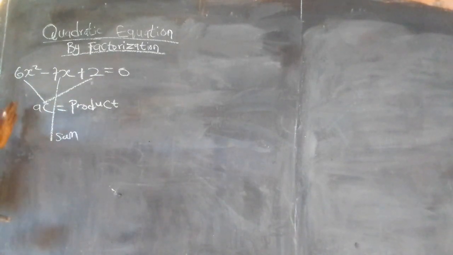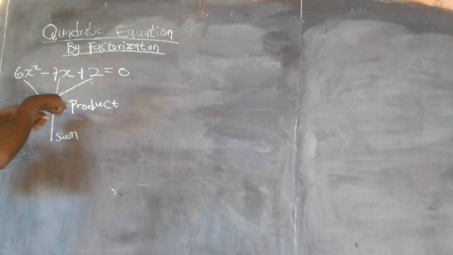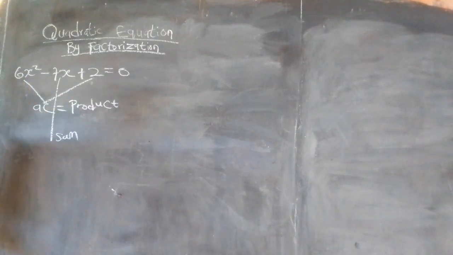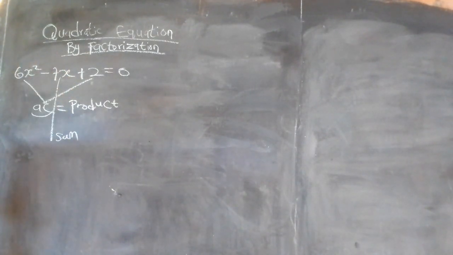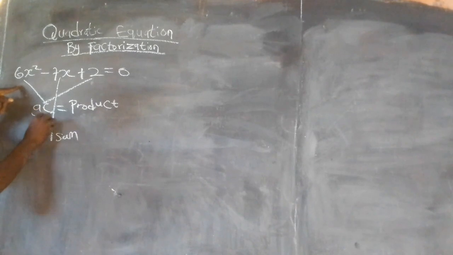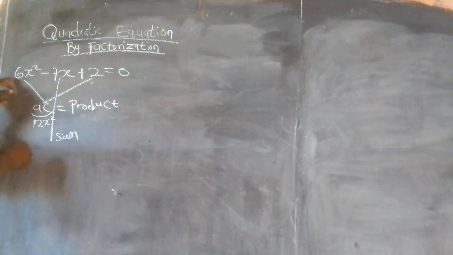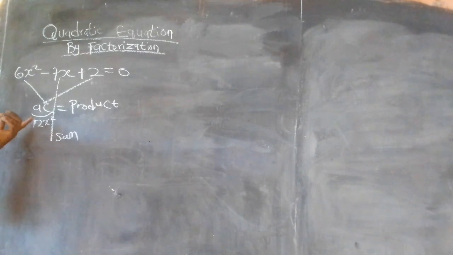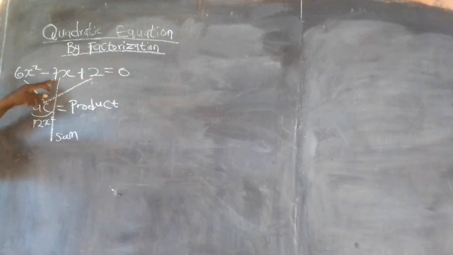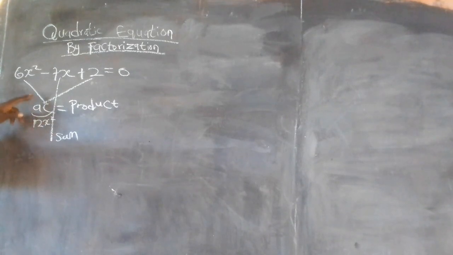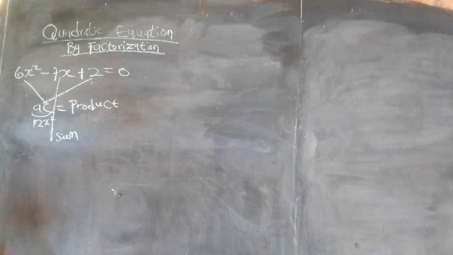Whatever it gives you, look for two numbers that when you multiply them, it will give you this answer, and when you add those same two numbers, it will give you the minus 7x. If you multiply them, it will give you 12x squared, because multiplying 6 times 2 gives you 12. So you look for two numbers that when you add them up, which is the sum rule, will give you minus 7x, and when you multiply them, will give you 12x squared. So what are those two numbers?